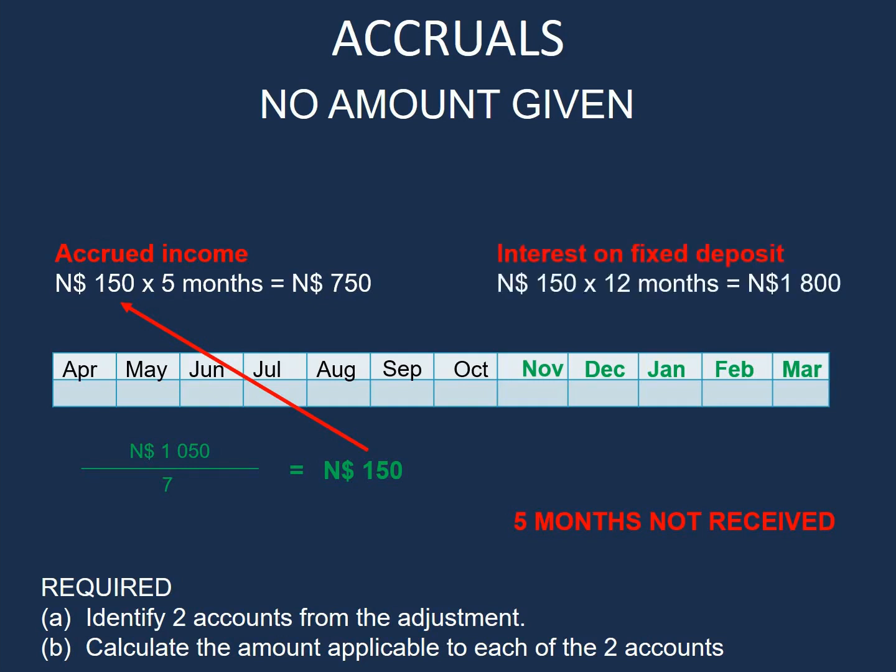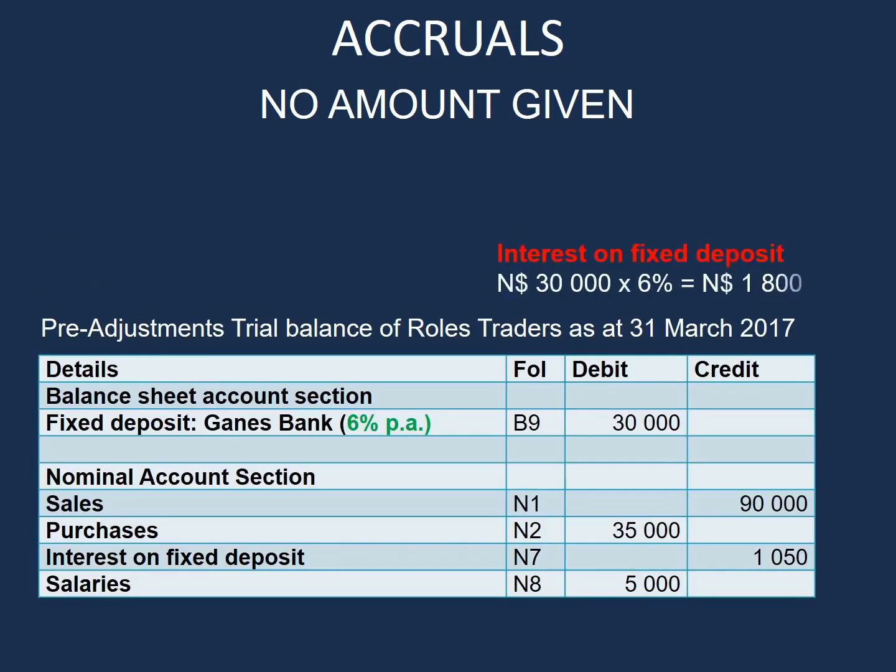And we can work out our interest on fixed deposit by taking the 150 multiplied by the 12 months. That will give us $1,800. Another way we can work out our interest on fixed deposit is by taking our 30,000 that we have in the trial balance and multiplying it with the 6%. That will also bring us to $1,800.